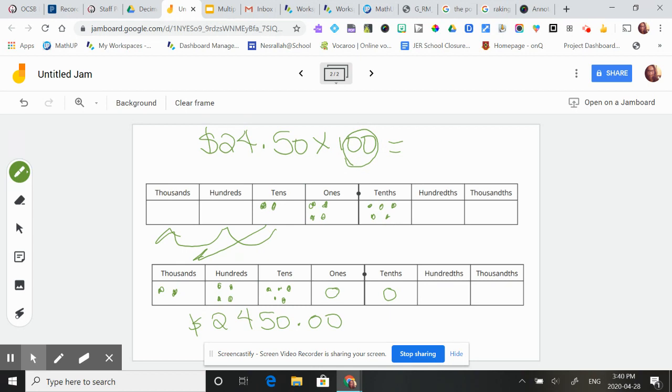So I want you to use these place value charts when you're multiplying and dividing. What do you think would happen if we were dividing? If we're timesing and we're moving things to the left, which way would we be moving if we were dividing? Something to think about.